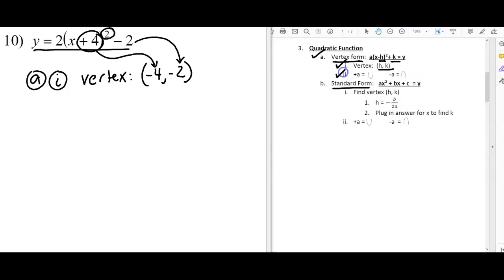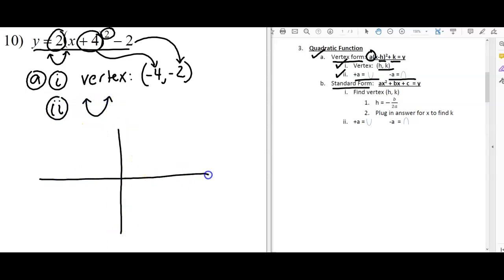The next thing we're going to do is look at the a value. If your a value is positive, then you have a happy face parabola, and if it's negative, you got a sad face parabola. So as you guys can see, my a value is positive, so I'm going to have a happy face parabola. So therefore, now I'm ready to graph this. So let's do it. I'm going to plot my vertex. I'm going to go left 4 and down 2. And then we're going to draw a happy face parabola. And that's it. That's how we graph a quadratic when it's in vertex form.